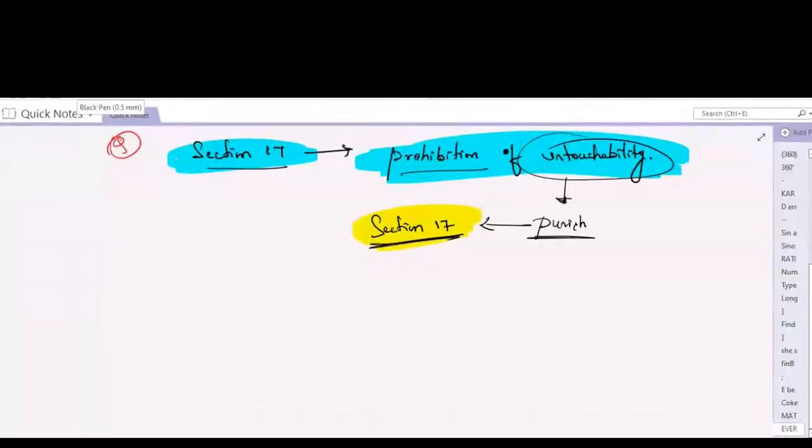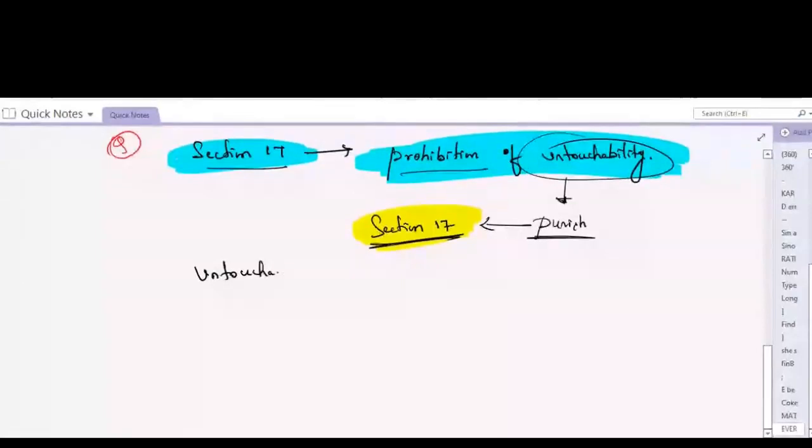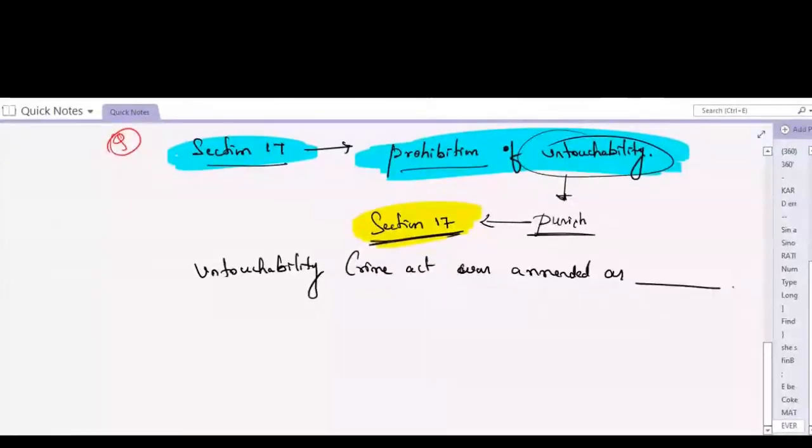Sections are nothing but they give certain norms. Okay. Next question. The Untouchability Crime Act was amended as what? The Untouchability Crime Act was amended as what?